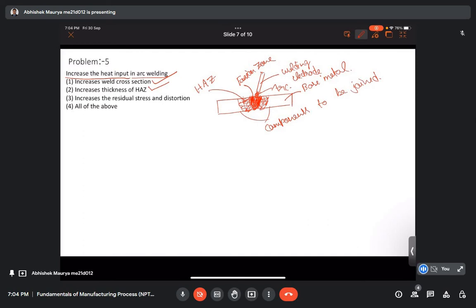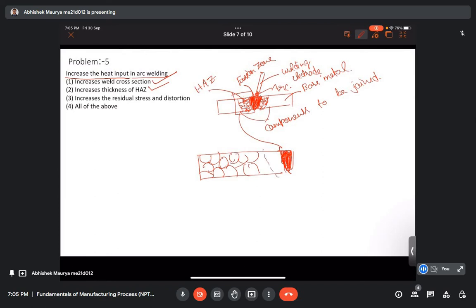That is also correct. And increase in residual stress and distortion. So if you see in the heat affected zone, let's zoom in on this area here. Our base material has a microstructure something like this, but here, let's say this is the melted zone, this is the melting zone, and these are the regions of the heat affected zones.